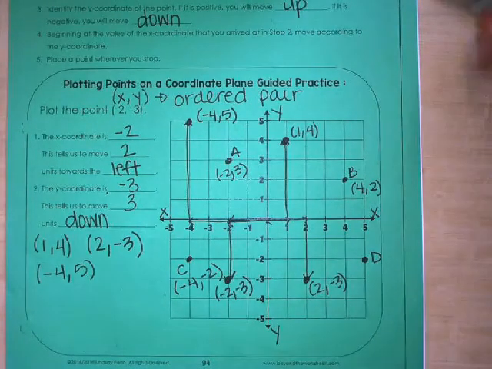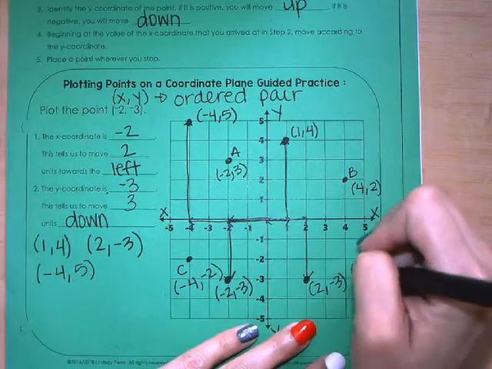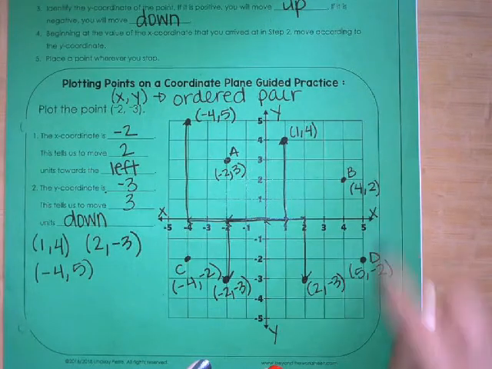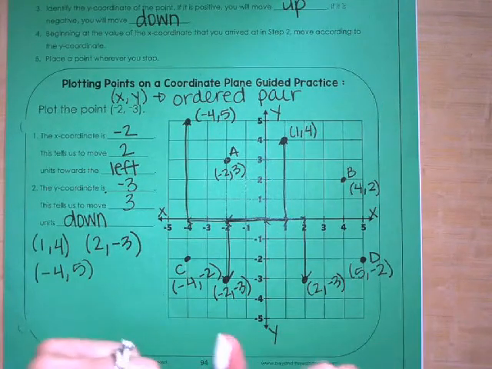What did we get, everyone? Good. We went to the right 5, so it's positive, down 2, so it's negative.